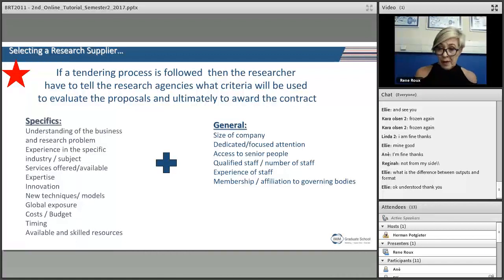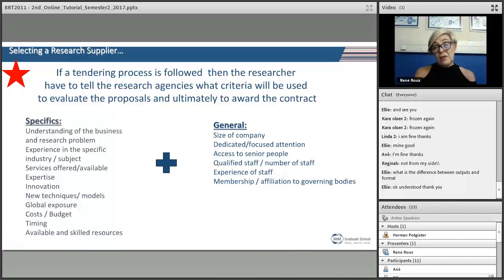Will they do everything themselves? Are they going to subcontract? Who are they going to subcontract to? Will your project get the dedicated, focused attention? Will you get the required attention that you need? Or will you just be one of many clients and you have to scream and shout and kick to get your research project off the ground, etc.?